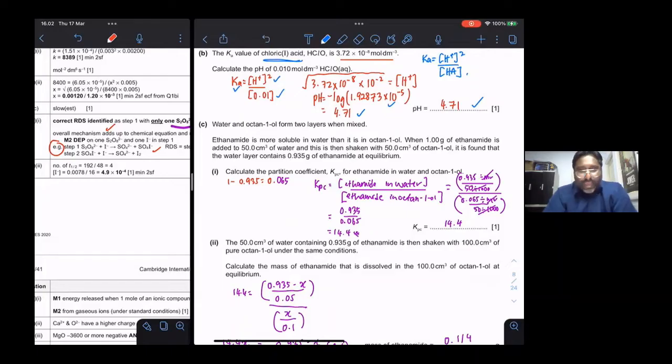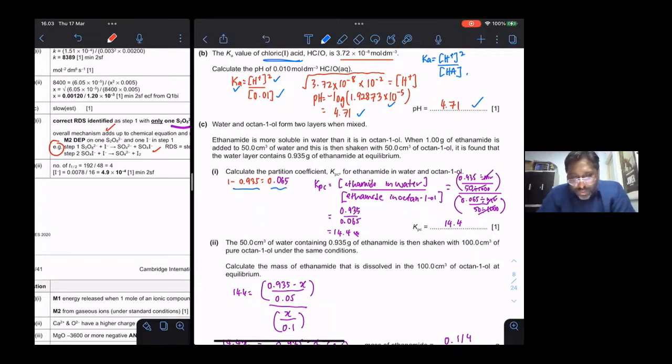Water and octan-1-ol form 2 layers when mixed. Ethanamide is more soluble in water compared to octan-1-ol, so basically it is soluble in both. When 1 gram of ethanamide is added to water, then shaken with 50 cm³ of octan-1-ol, they found out that the water layer contains 0.935 gram. So in the water layer you have 0.935 gram. Of course, what happened in the octan-1-ol? I can find out 1 gram minus 0.935, and I have this gram.